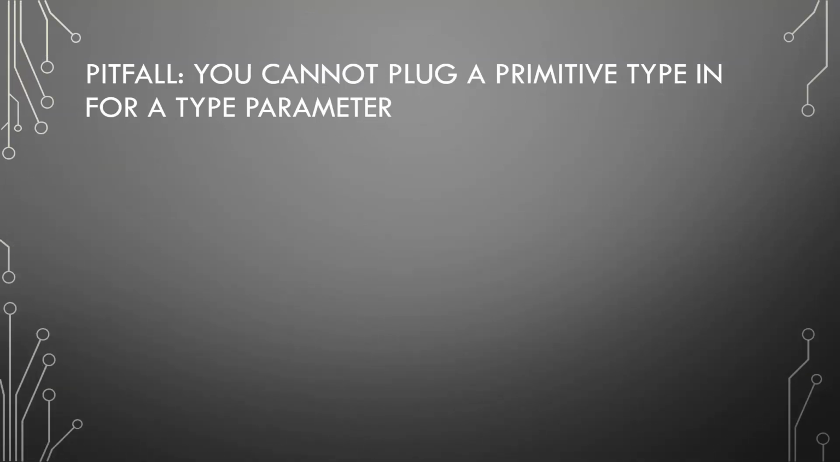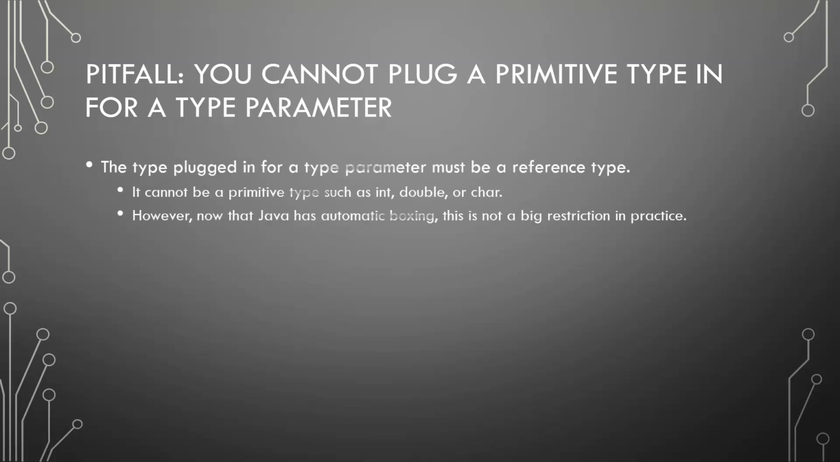All right, here's another pitfall. You cannot plug a primitive type in for a type parameter. You probably have already figured this one out. The type plugged in for a type parameter must be a reference type. It can't be a primitive type like int, double, or char.